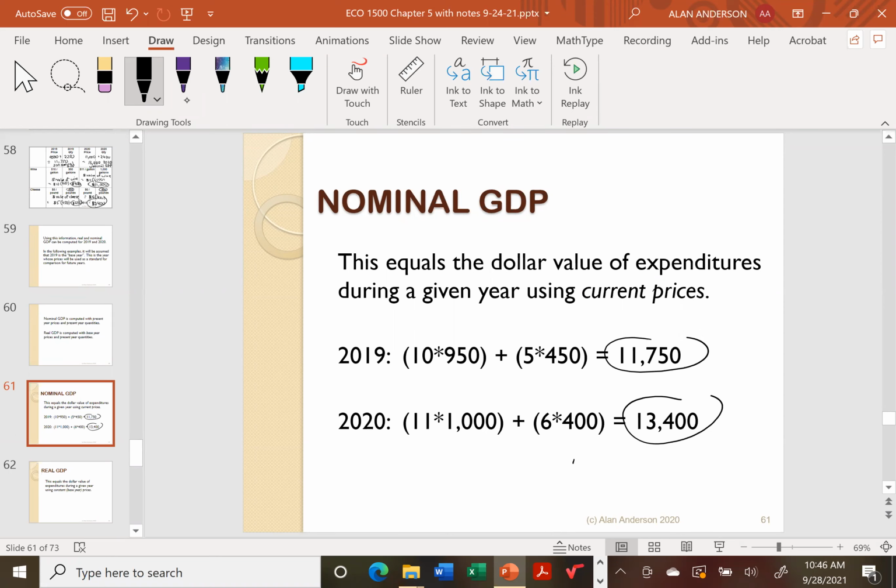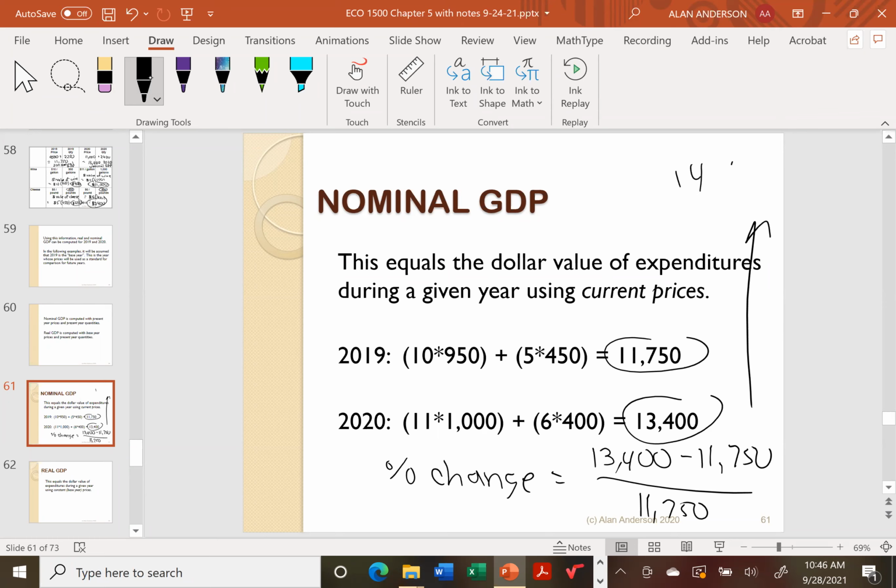So the percentage increase, which by the way, let me show you how this is done. What you're doing is you're taking the new GDP minus the old GDP, and then you're dividing that by the old GDP. And that works out to be almost exactly 14%.